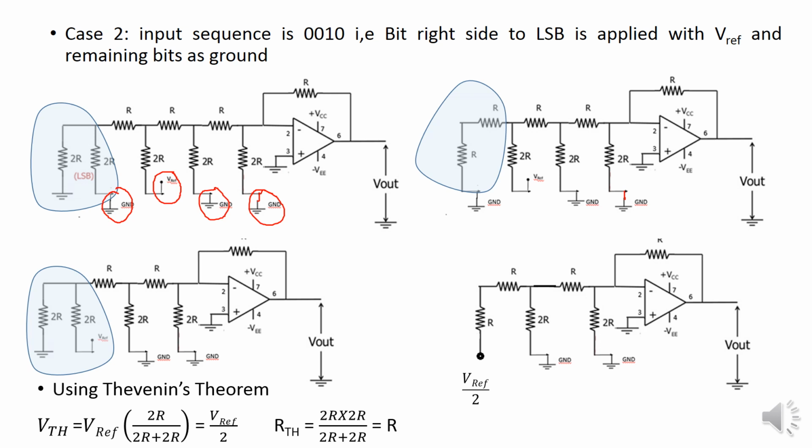Again you can see here the applied voltage will be V reference by 2, and there are two resistors R and R in series. Hence the total resistance will be again 2R. Now we can see V reference by 2 is connected to a 2R resistor, which is in turn connected to a 2R resistor in parallel combination, and the 2R resistor is connected to ground. So now again let us simplify this one further.